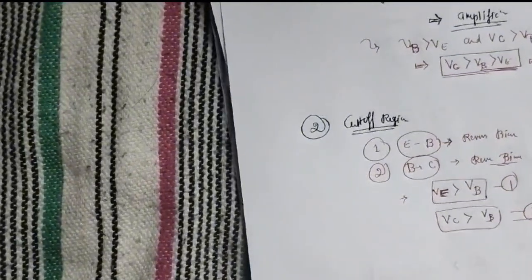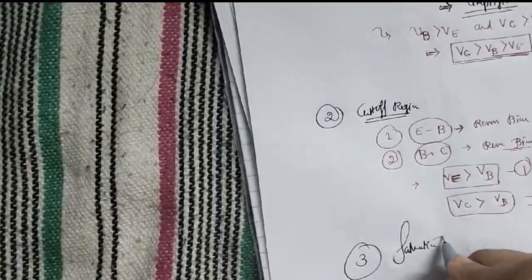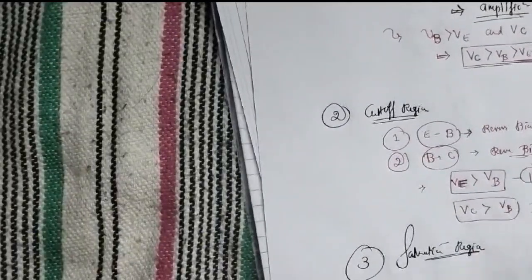Okay, now the third one is saturation region. Here also the transistor acts as a switch.